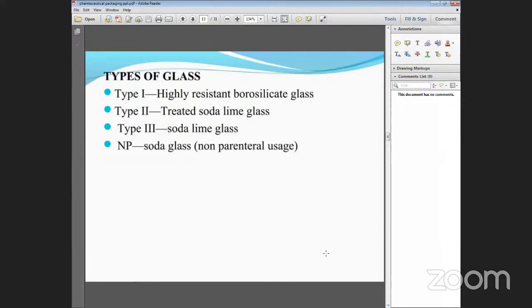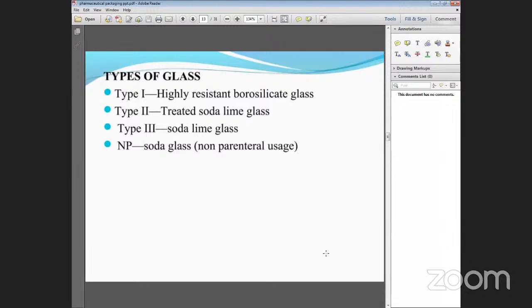Next we come to the types of glass: type 1, type 2, type 3 and soda lime glass. Type 1 glass is highly resistant borosilicate glass. Type 2 is treated soda lime glass. Type 3 is only soda lime glass.